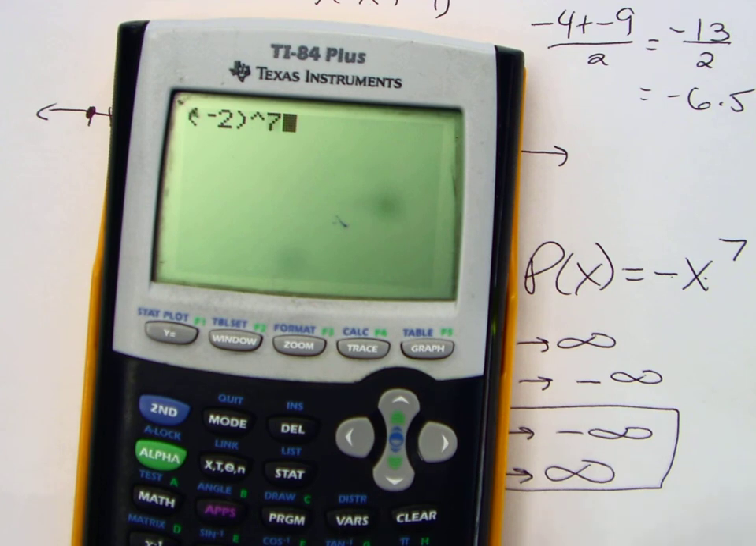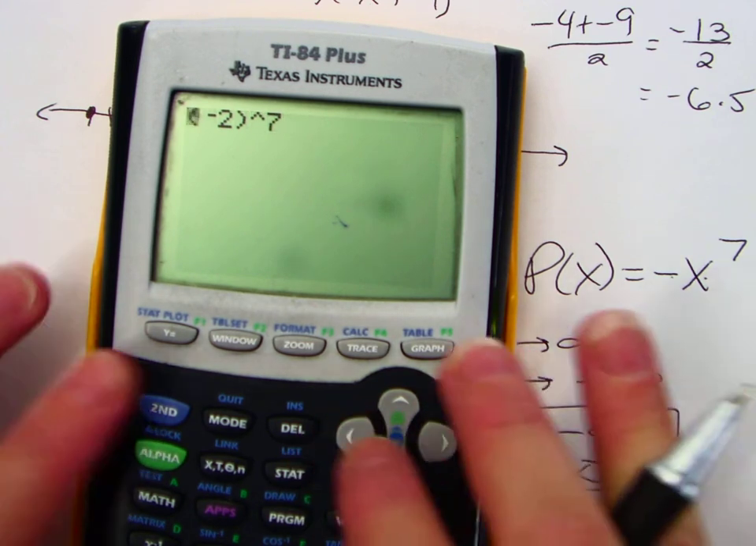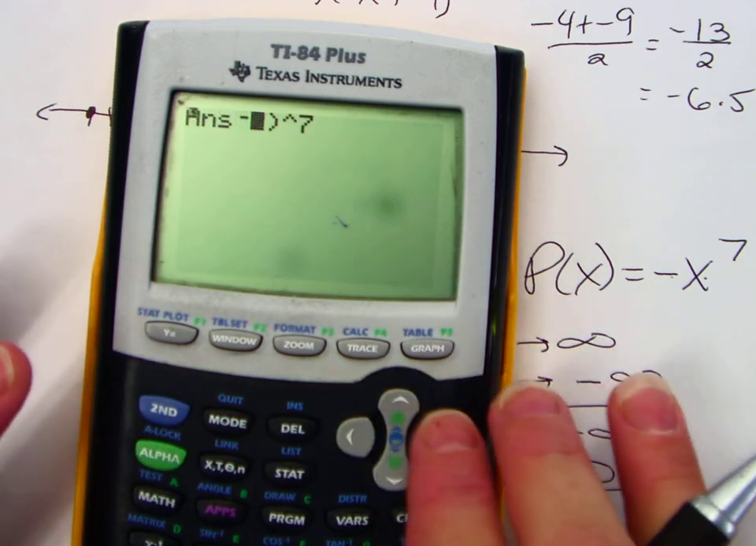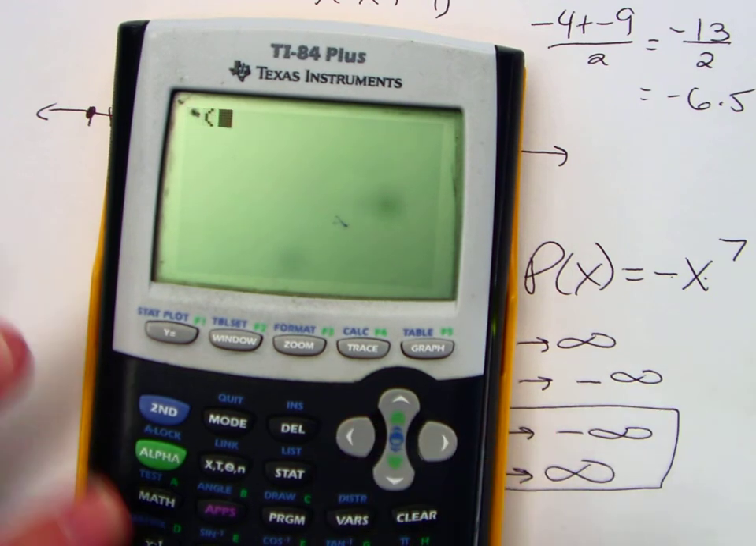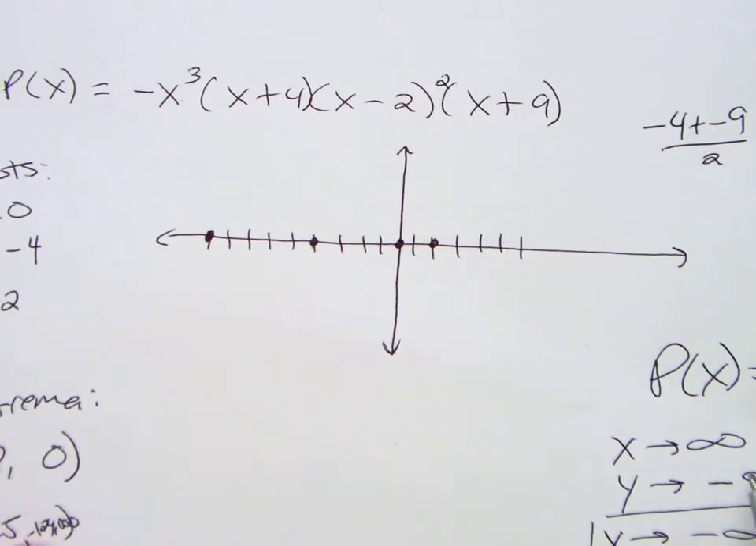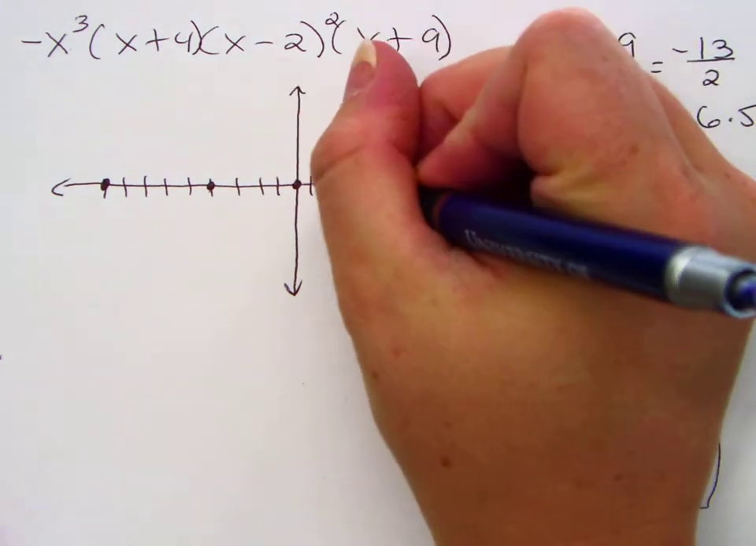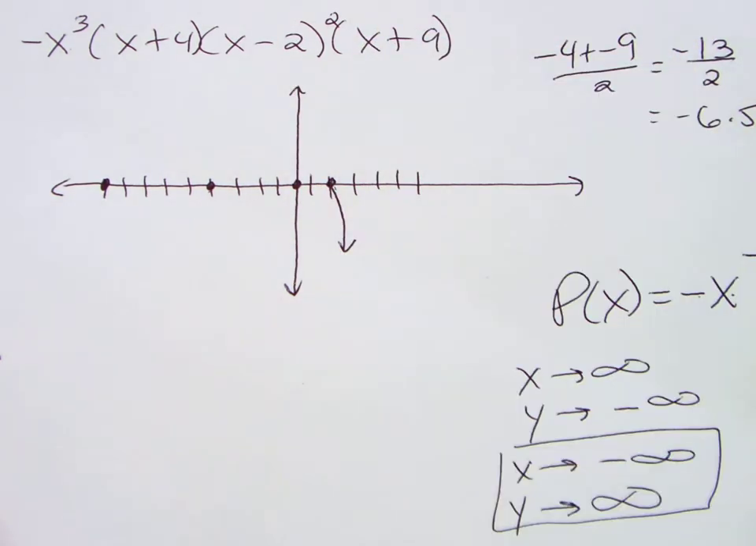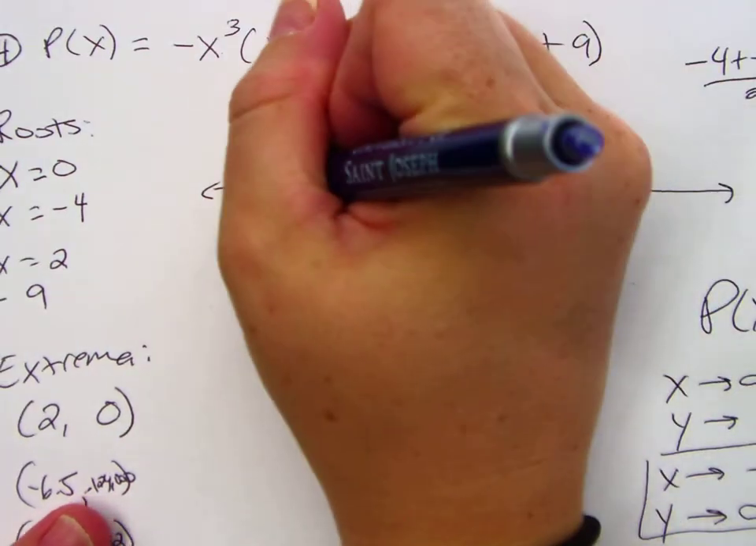-2 to the 7th. Oops, and there's a negative out front. So it's -2 to the 7th. You get a positive number. There's 8 negatives in that. Okay? So on my graph, my right, we're going down on this side, and we're going up on this side.